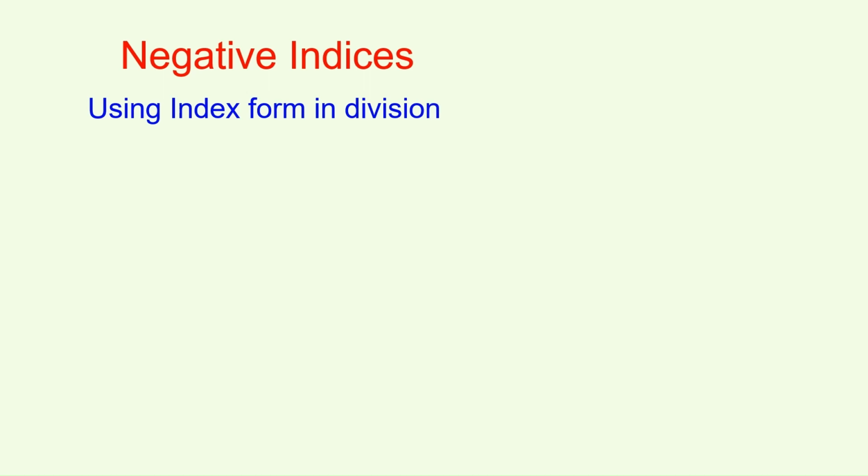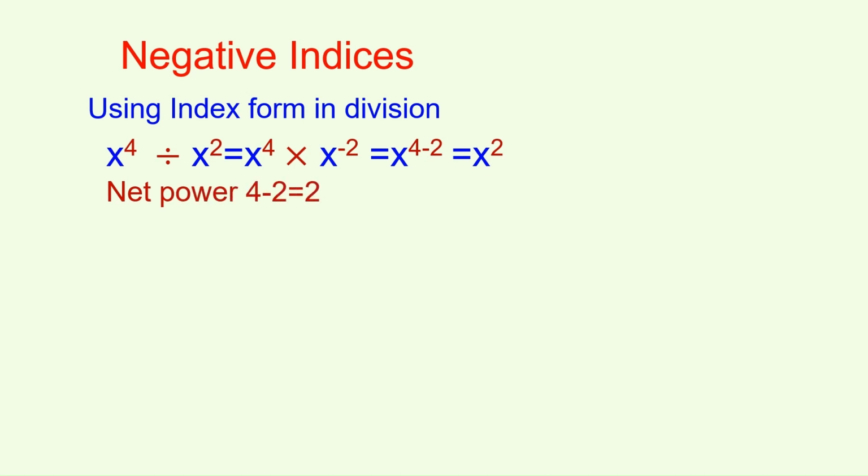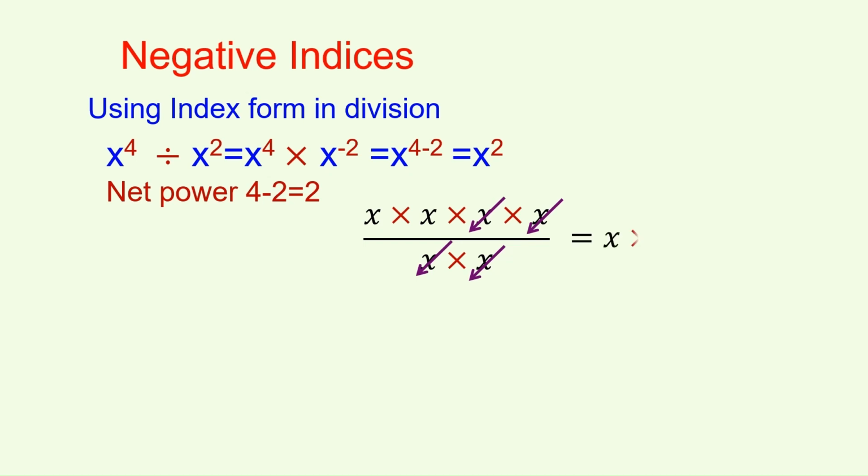x to the power of 4 divided by x squared equals x to the power of 4 times x to the power of minus 2 equals x to the power of 4 minus 2 equals x squared. Net power 4 minus 2 is equal to 2. Note: when we divide, the power becomes negative. For the same base, the power is added in negative numbers. Note again in the next example.